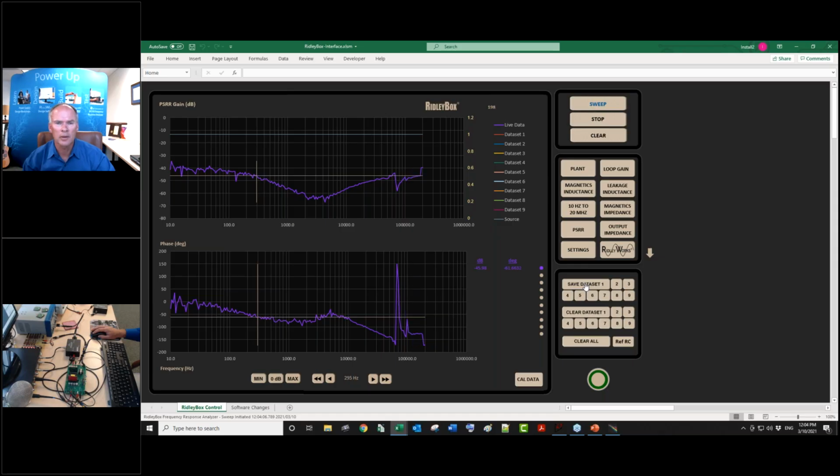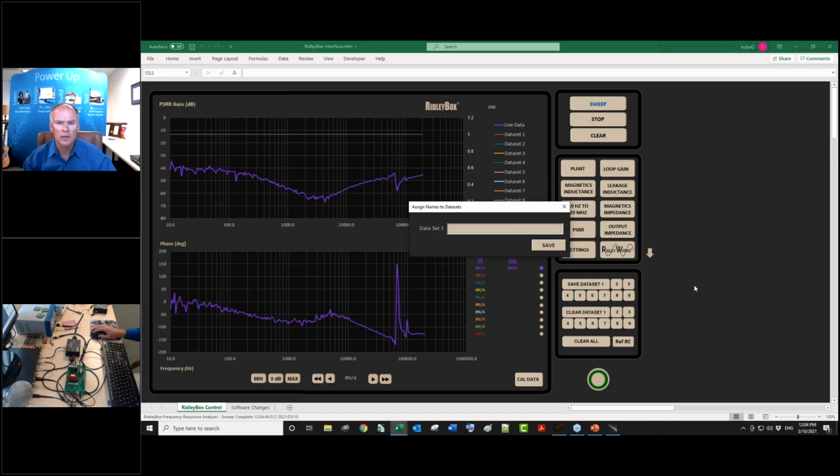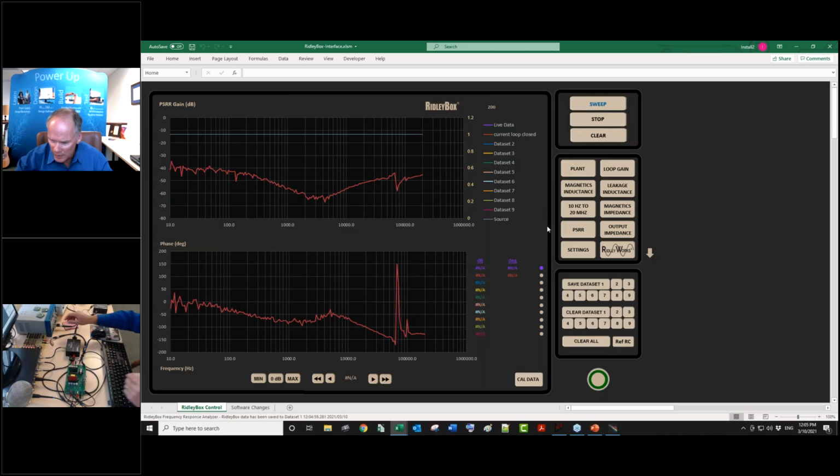Okay, so sweep complete. That's current loop closed. Loop closed. Save that one. Now let's look at the open loop. There, so we see where the baseline was before we start. So now we go to voltage mode, but open loop. Turn it on.